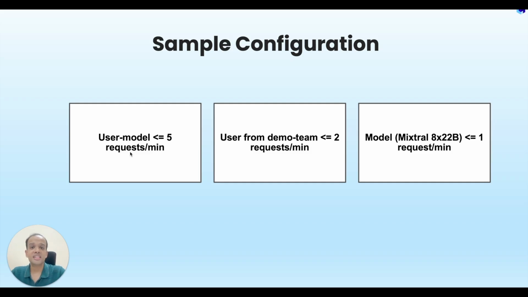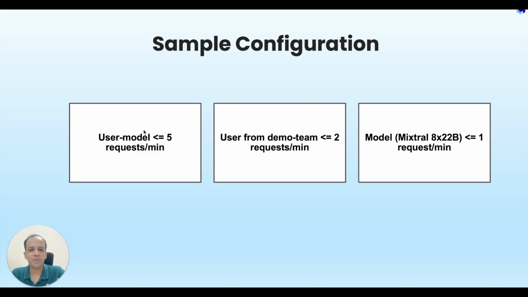The second condition is that a user from a demo team should give at max 2 requests per minute. And finally, if requests are coming to the model Mixtral 8x22B, the maximum request should be 1 request per minute across any user in your organization.